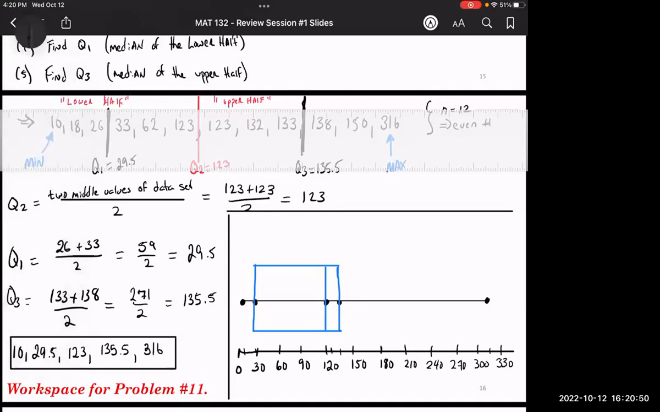What does this distribution look like, by the way? Does it look normal? Does it look skewed? Which one is it? Normal or skewed?